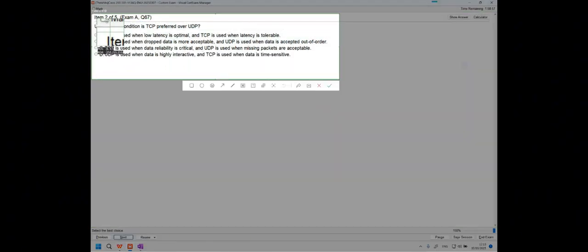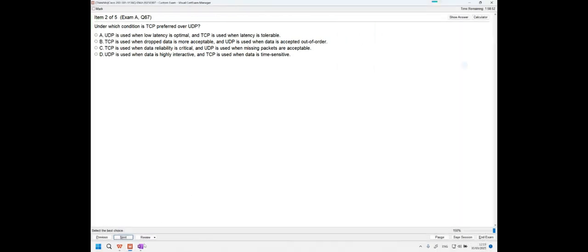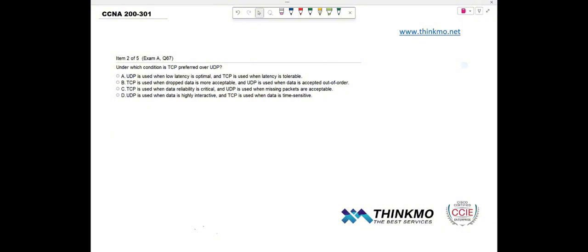The second question is about the two protocols of the transport layer, TCP and UDP. In what situation, he asks, is TCP more favored than UDP? The first option says UDP is used in optimal low latency situations, and TCP used in situations where delay is tolerable. This is incorrect. The second option is that TCP can accept dropping packets, which clearly shows it's wrong.